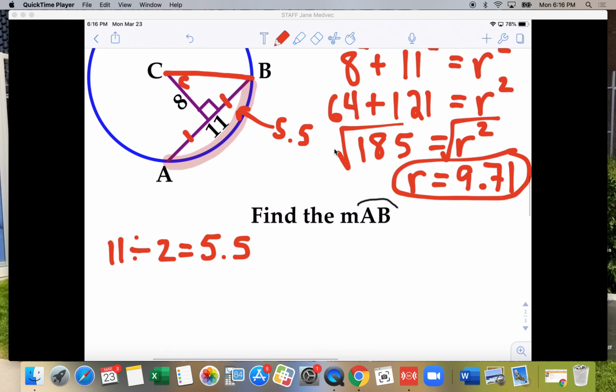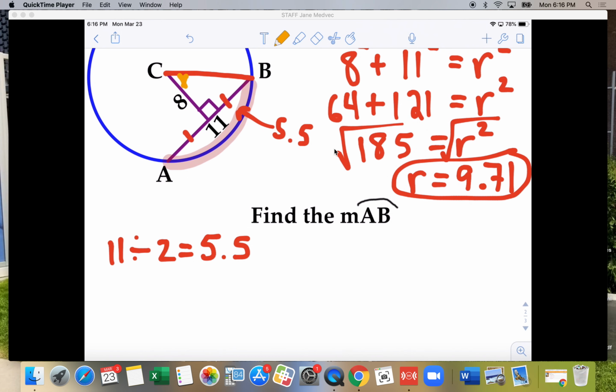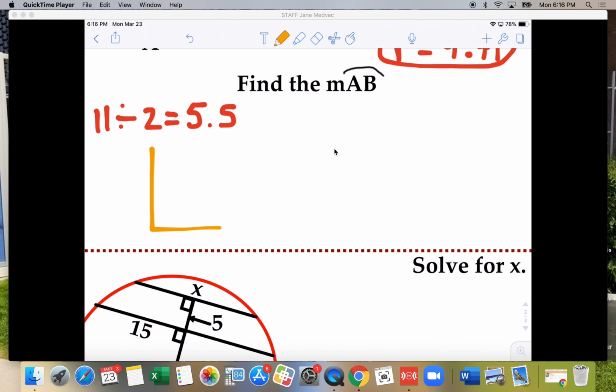Okay, so I'm going to go ahead then, and I need to find this little arc right in there. So let's call this X. I need to call that little piece in there. So if I take that triangle out like this, I call this 5.5, I'm going to call this X, I'm going to call this 8, and I need to find X. I'm going to use some of my trig.